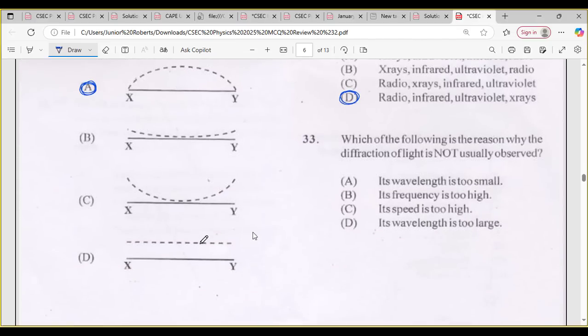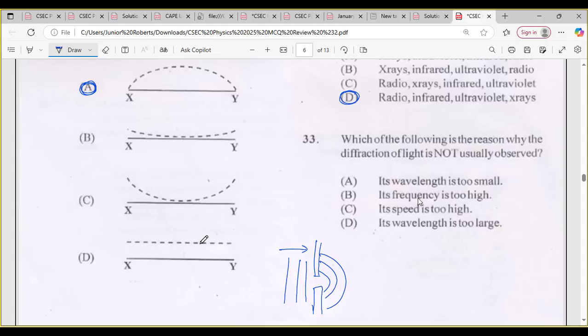33, which of the following is the reason why the diffraction of light is not usually observed? So diffraction, we can remember, is the spreading out of waves. Let's say we have these waves meeting this opening. They're going to spread out into the region behind this opening. So this is what diffraction is.